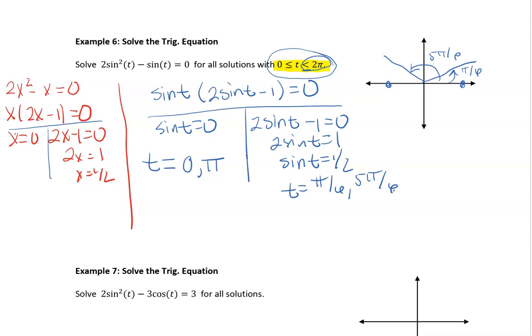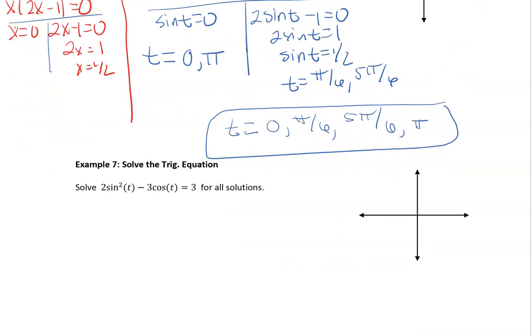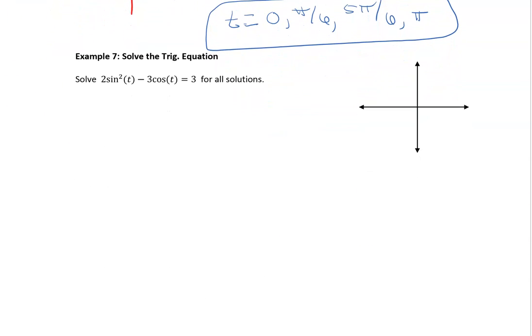So solve for all solutions. T would be equal to 0, pi over 6, 5 pi over 6, and pi. And I just listed them in numerical order. So we're really putting all of our skills during this semester together. Let's do another one. Solve the trig equation.